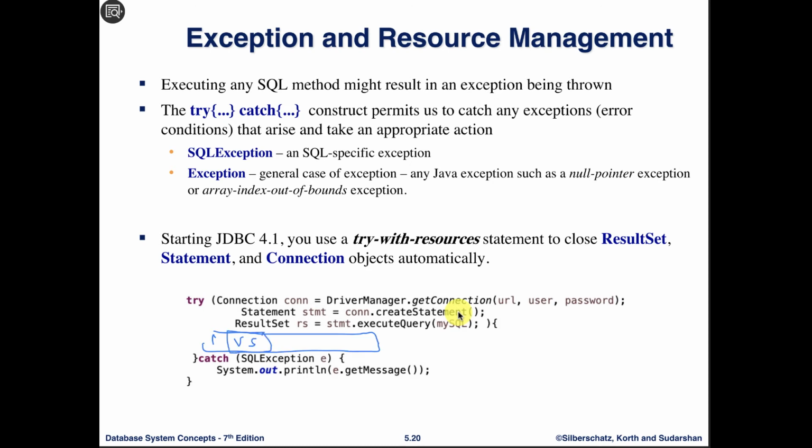Of course we can catch the rest, if there are other non-SQL exceptions, you can handle them somehow here. But here I'm just focusing on SQL. So if any error happens here, you're going to get whatever error message corresponds to what kind of error happened. Okay?